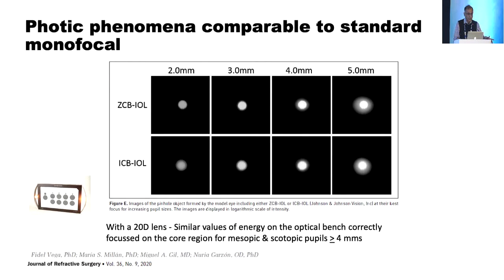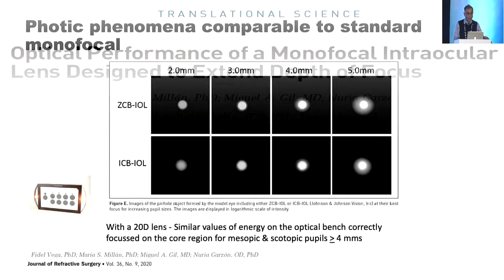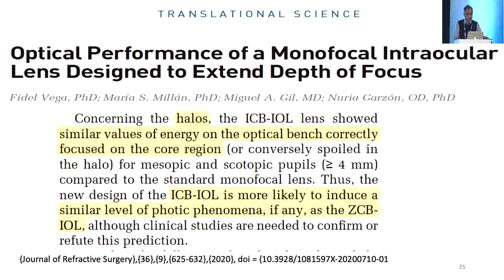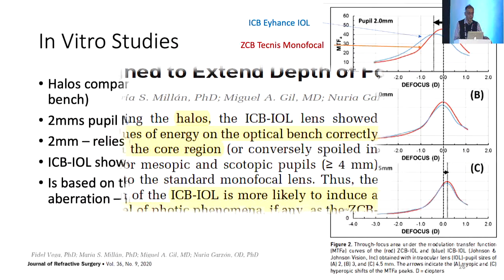So this was an in vitro study with a 20 diopter lens, where they found there were similar values of energy on the optical bench when they correctly focused on the core region both for mesopic and scotopic pupils, which were greater than or equal to 4 millimeters. The authors concluded that the Tecnis Eyehance is more likely to induce a similar level of photic phenomena, if any, as the Tecnis monofocal lens.